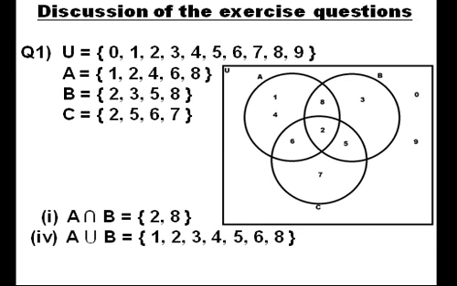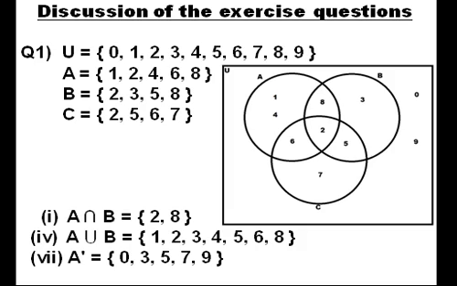Okay, so in the first part, we have to find A intersection B, which is going to be 2 and 8. You can clearly see it in the Venn diagram. The fourth part is to find A union B. That means all the elements which are there in A and B together. So it is 1, 2, 3, 4, 5, 6, 8 as the answer.